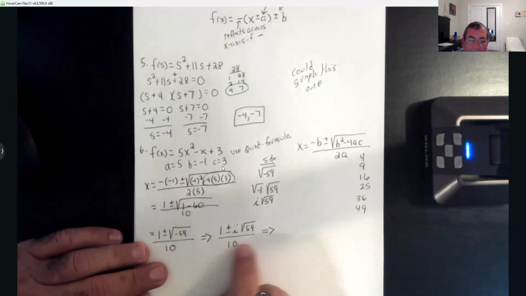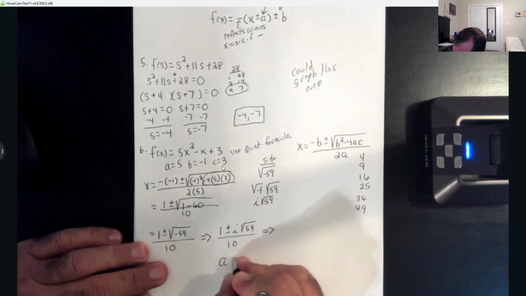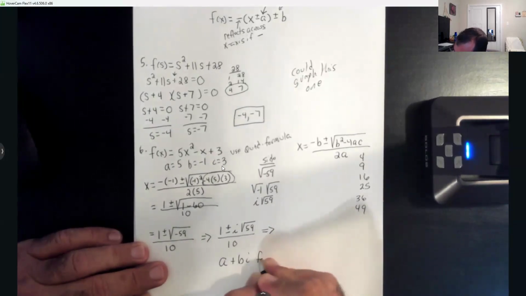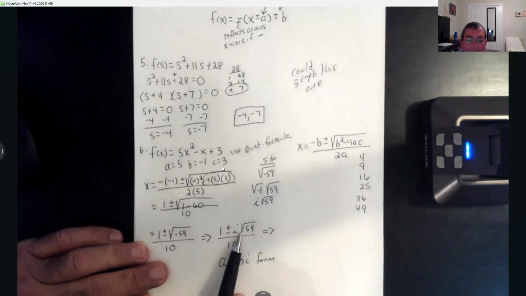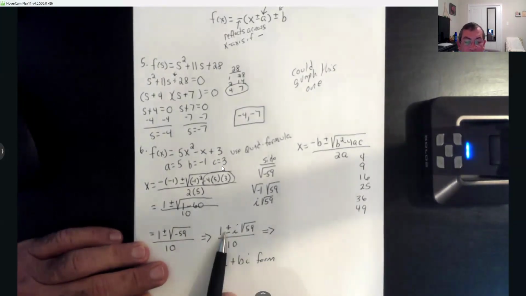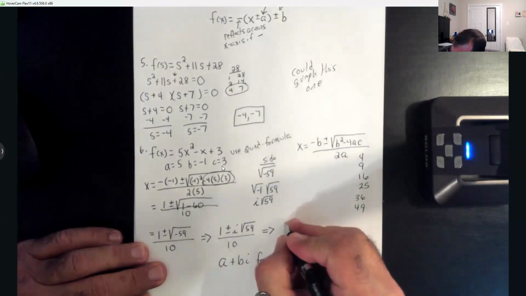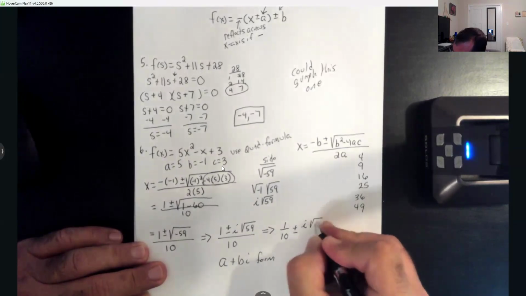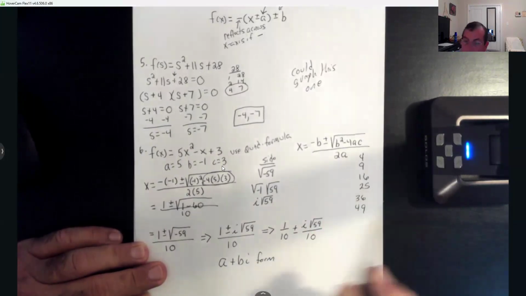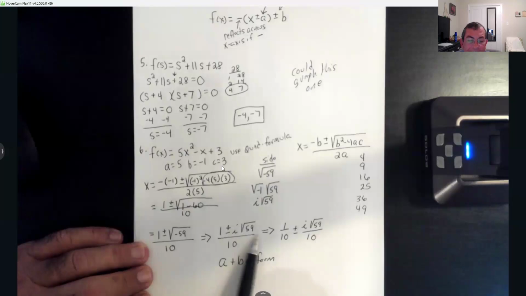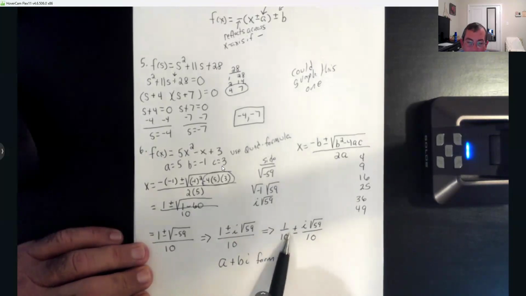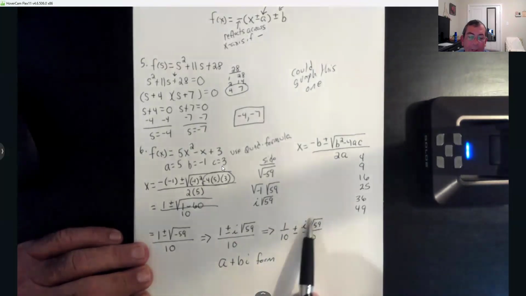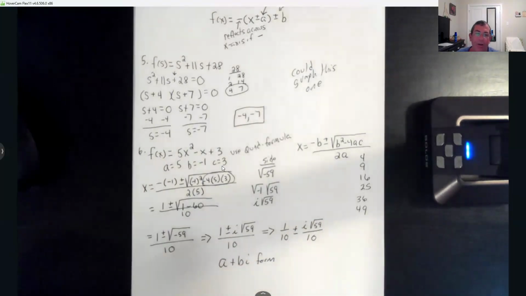And if you remember, MathLab wants this to be written in a plus bi form. Anytime you have i left in your answer, you have to split the fractions apart. So you have to make this 1 over 10 plus or minus i square root of 59 over 10. You can't leave it as a single fraction in MathLab. You have to break it apart. So this is your a, your real number, and this would be your b, your imaginary number.